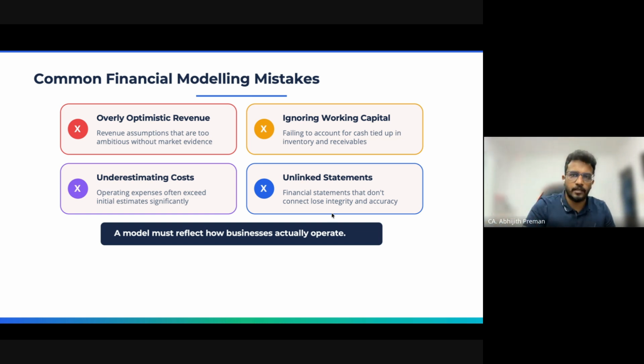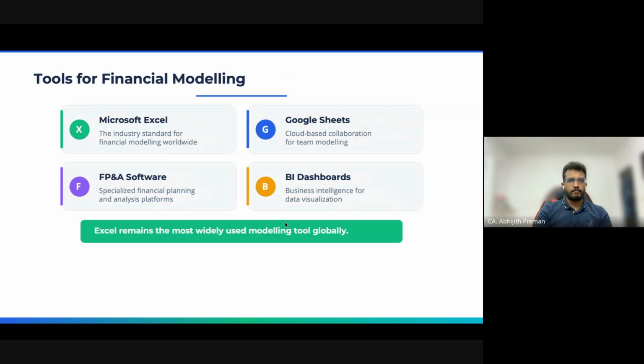Whatever you need, you can enter in the input data sheet. That means if you reduce the number of customers in the input data sheet, the revenue will automatically reduce in your P&L. It will reduce in your cash flow. It will give that effect in your balance sheet. It will be linked in such a manner that one change in one place will make the change in all other places. A model must reflect how businesses actually operate. So the common mistakes: overly optimistic revenue, then underestimating the cost, then ignoring working capital, then unlinked statements.